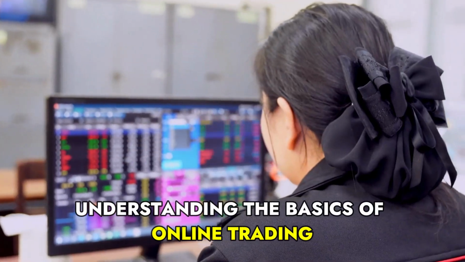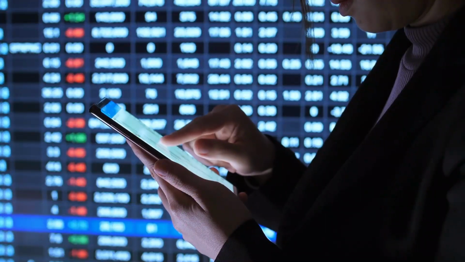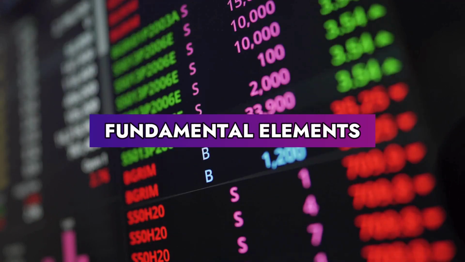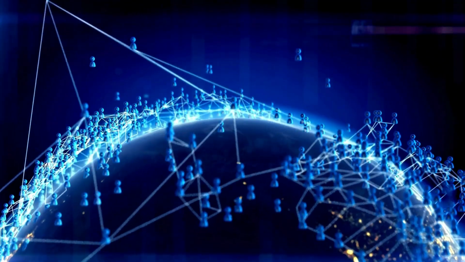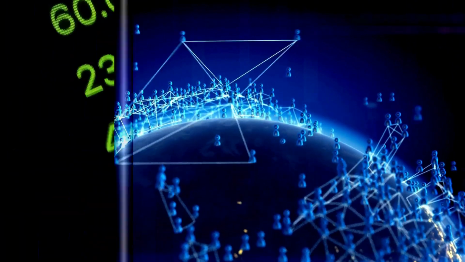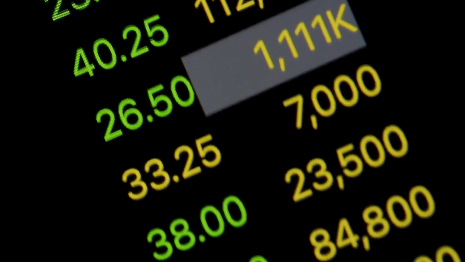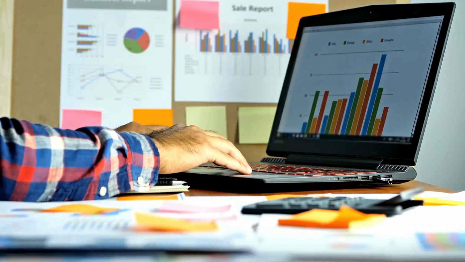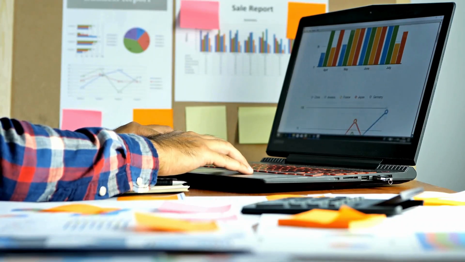Understanding the basics of online trading. Embarking on your online trading journey begins with comprehending the fundamental elements. Online trading is the act of purchasing and selling securities, such as stocks, bonds, futures, or currencies, via the internet. The objective: to turn a profit from the ever-changing market prices.